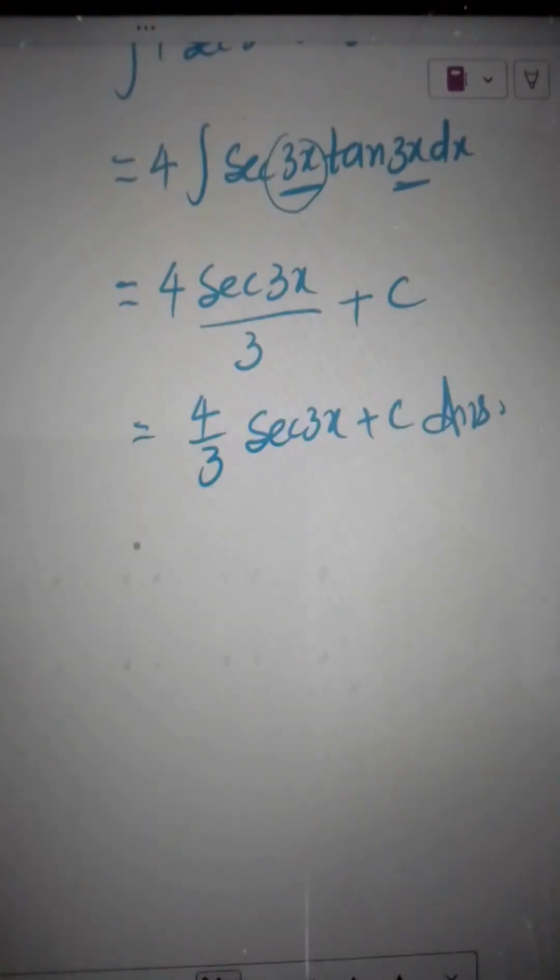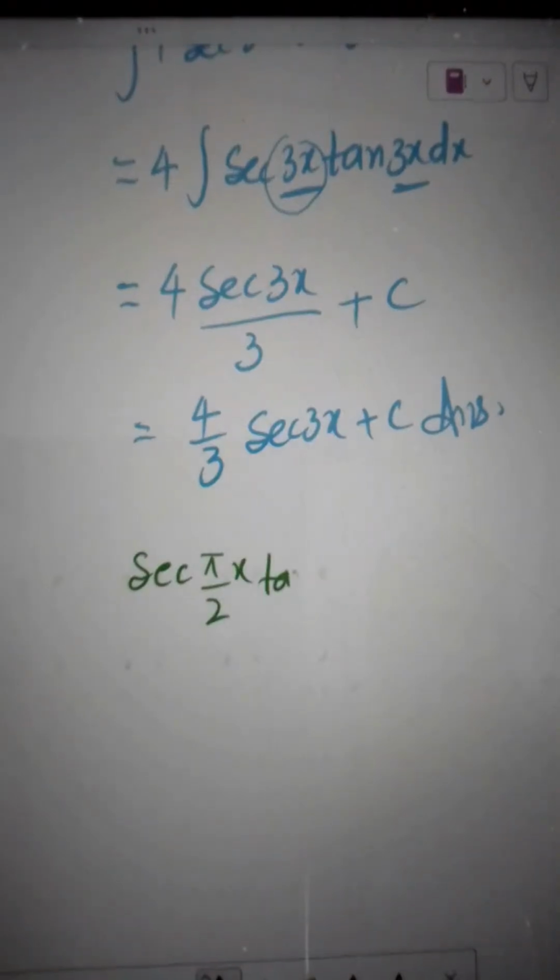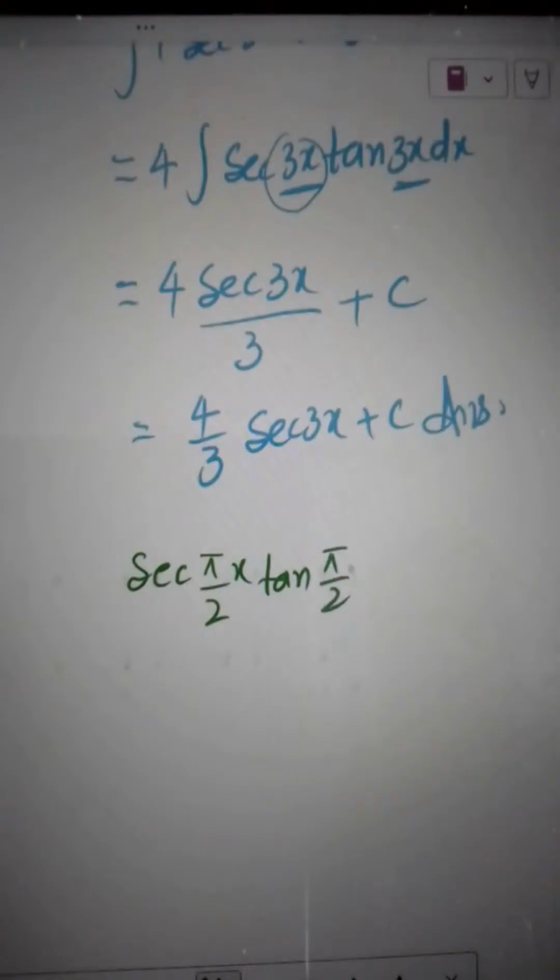The same kind of example we have with another one. Here is secant tan, only the angle changes, right? The angle is what the secant applies on. It is pi by 2x, and secant tan of pi by 2x is to be integrated.